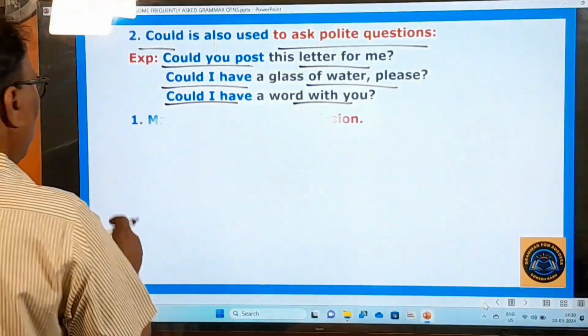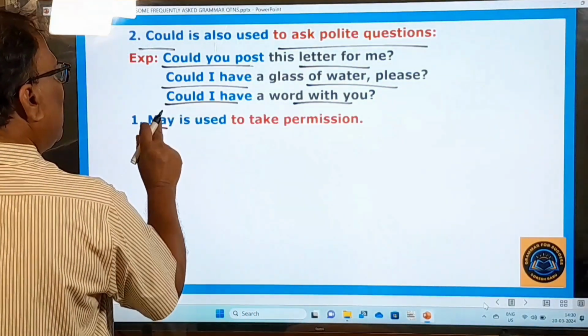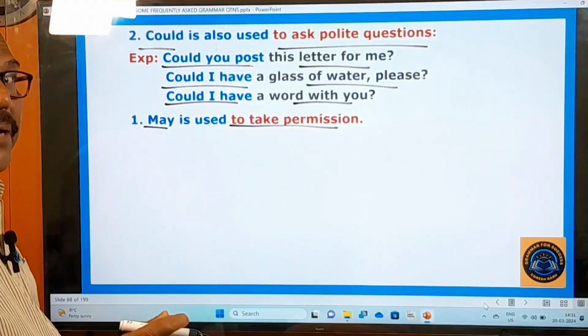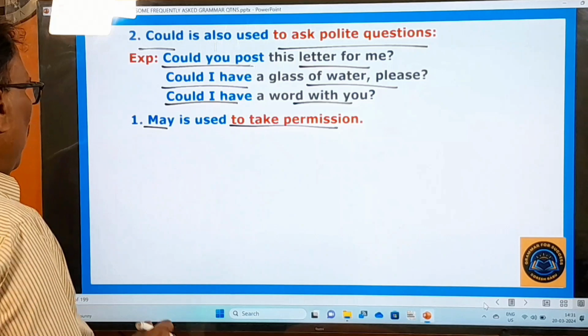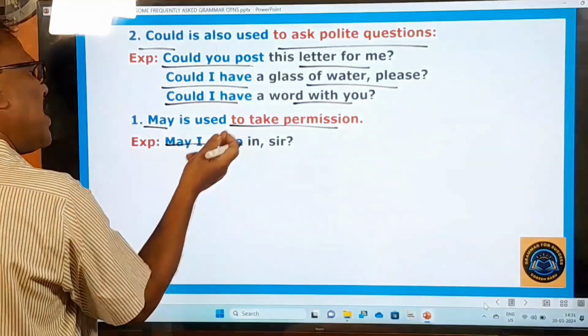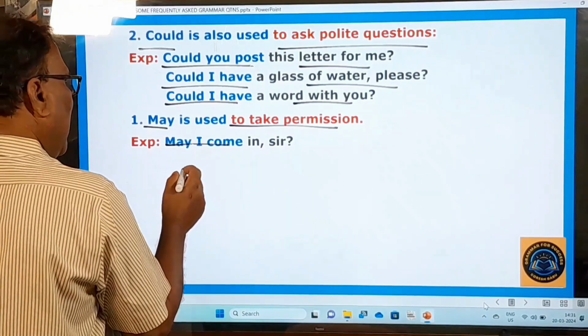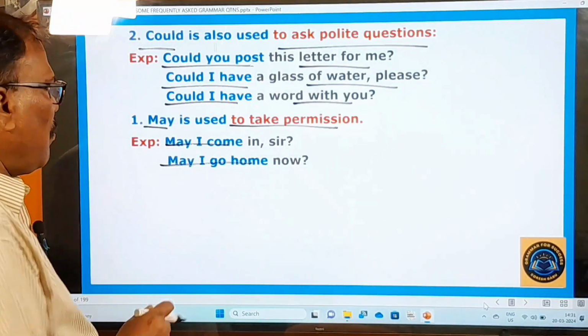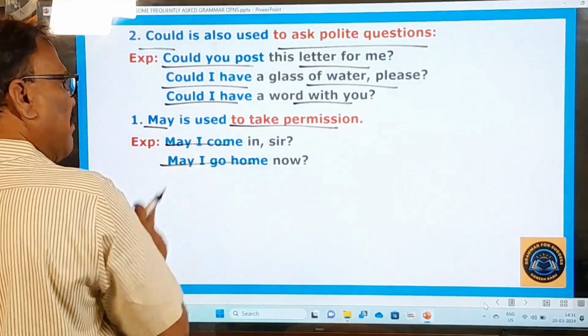Right. And now you go to the next one about may. What is this may? May is used to take permission. To take permission, you have to use may. What is that? May I come in, sir? It is used to take permission. Okay. And here, may I go home now? May I go home now? You are taking permission.